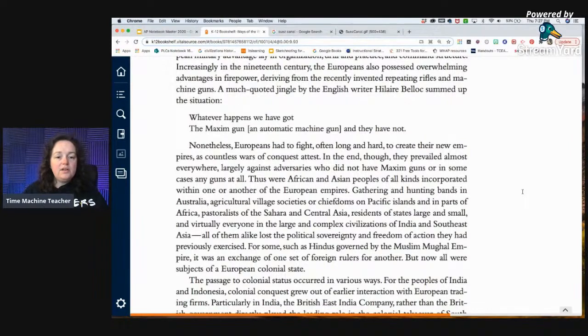Okay. And one of those, the automatic machine gun, is called the Maxim gun. So if you want to write that down for an example, this is how you spell it.